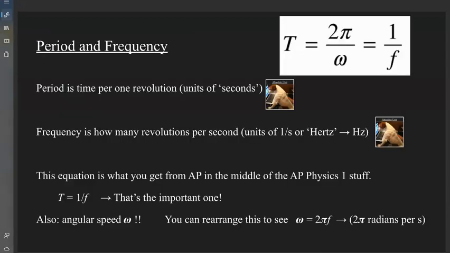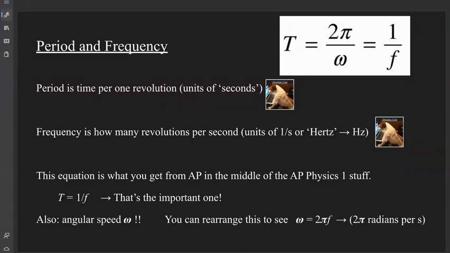Okay, the next terms here: period and frequency. So period is time per revolution. Frequency is revolutions per time, so they're exactly opposite of each other. This is the equation that I have here, and I believe AP gives this one to you as well. So you have period and you have frequency, and it even relates in there omega, right? Remember, that is angular velocity.